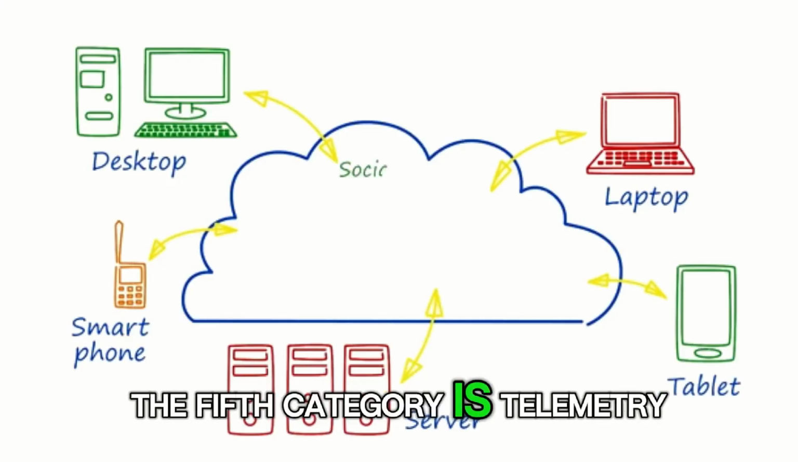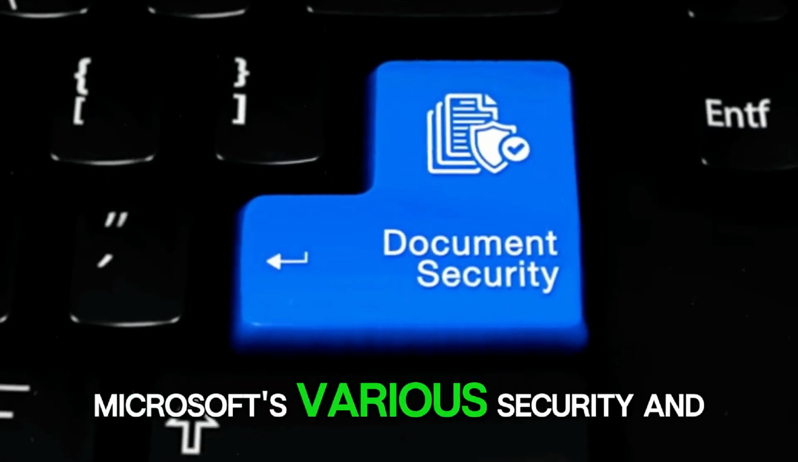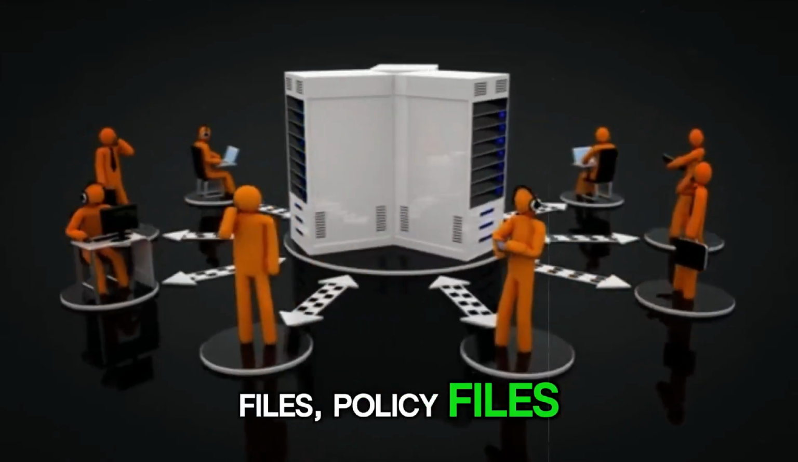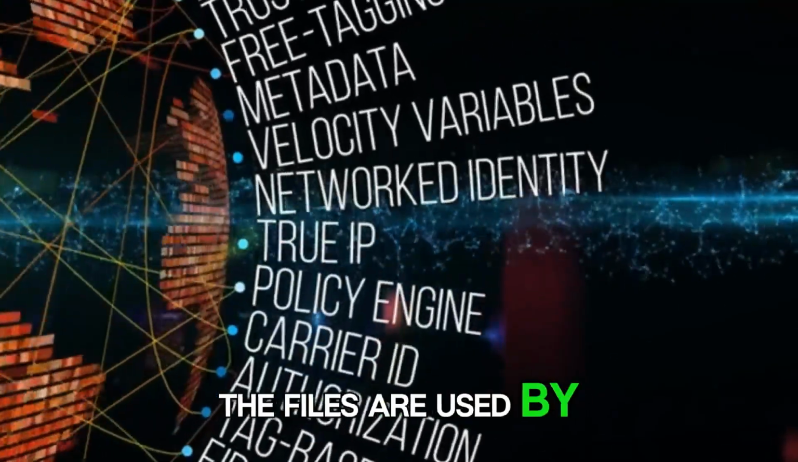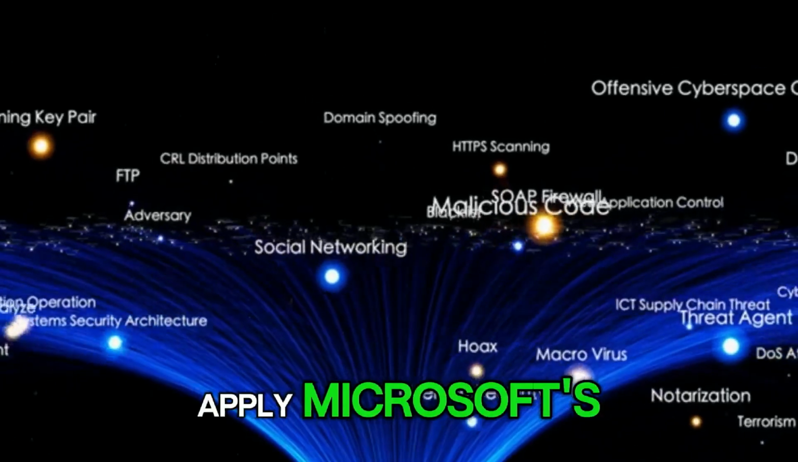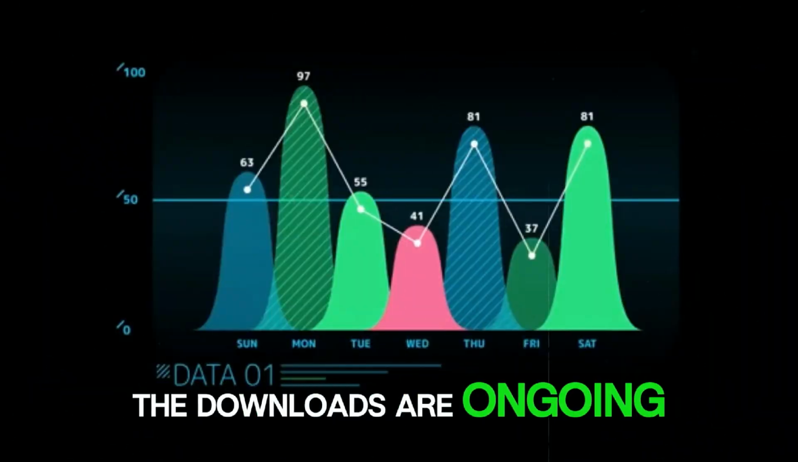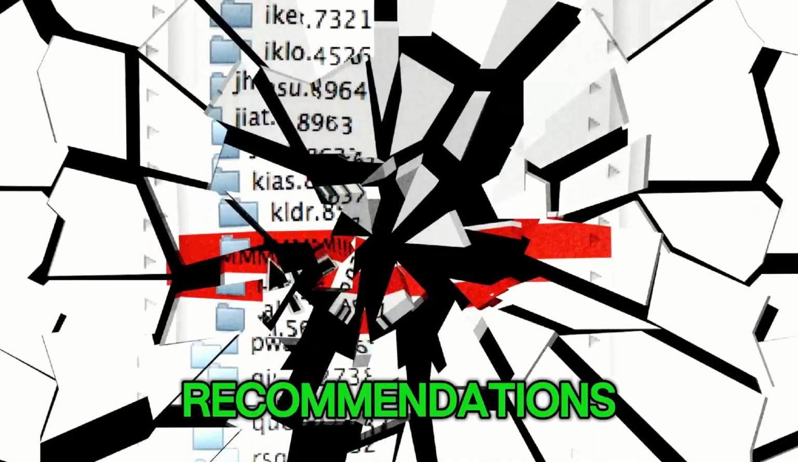The fifth category is telemetry definitions and cloud configuration files. Microsoft's various security and management tools download definition files, policy files, and configuration files from Microsoft's servers. The files are used by the local tools to apply Microsoft's current understanding of threats and best practices. The downloads are ongoing, and the specific content of the downloaded files varies as Microsoft updates its recommendations.